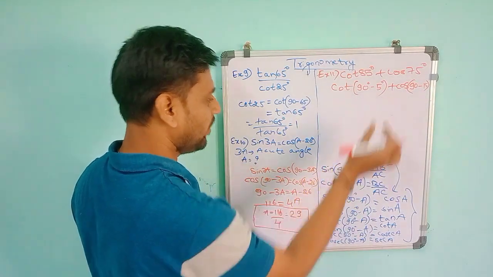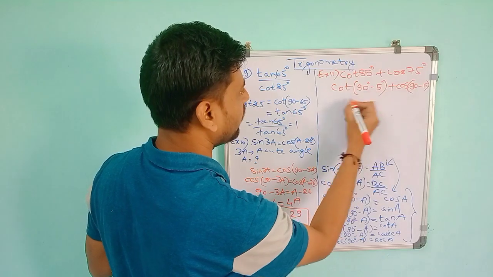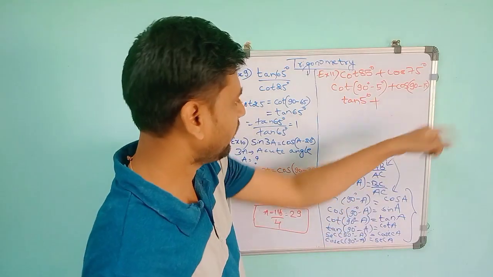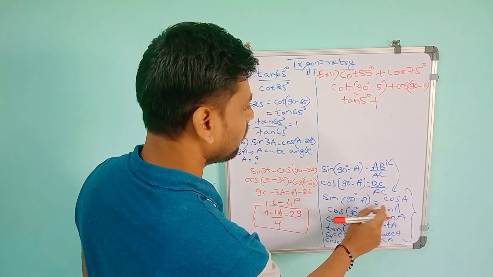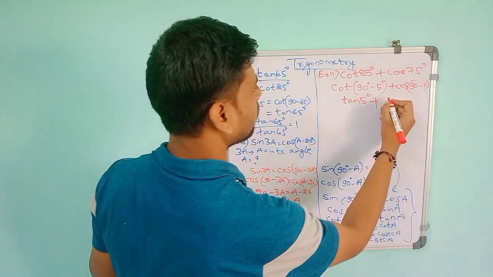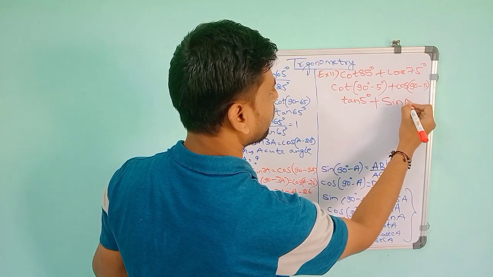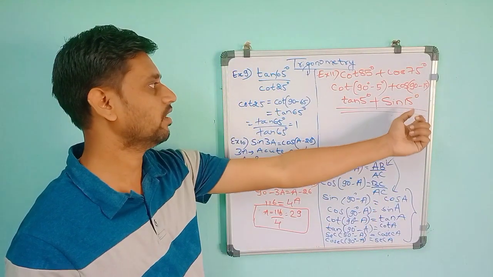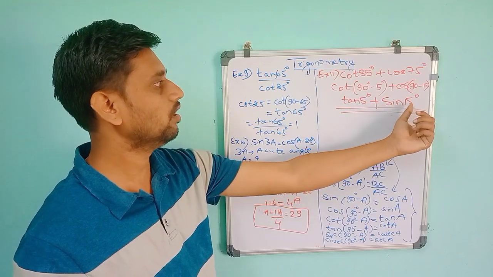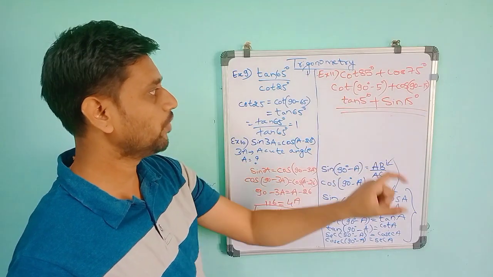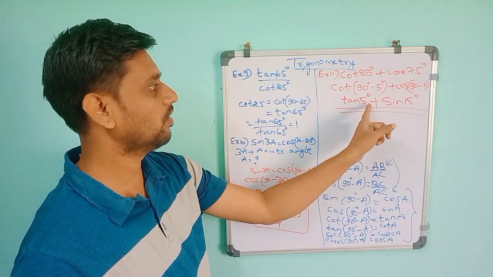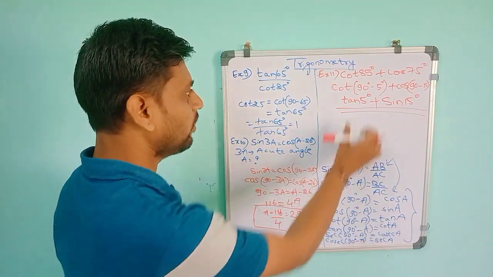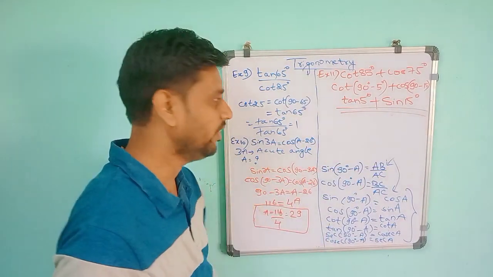So cot of 90 minus A means it is tan A. So tan 5 degree plus cos of 90 degree minus A, and cos of 90 minus A is sin A. So sin 15 degree. So the answer will be tan 5 degree plus sin 15 degree. These values, they told, should be between 0 to 45. 5 is greater than 0 and 15 is lesser than 45. So the answer is tan 5 degree plus sin 15 degree.